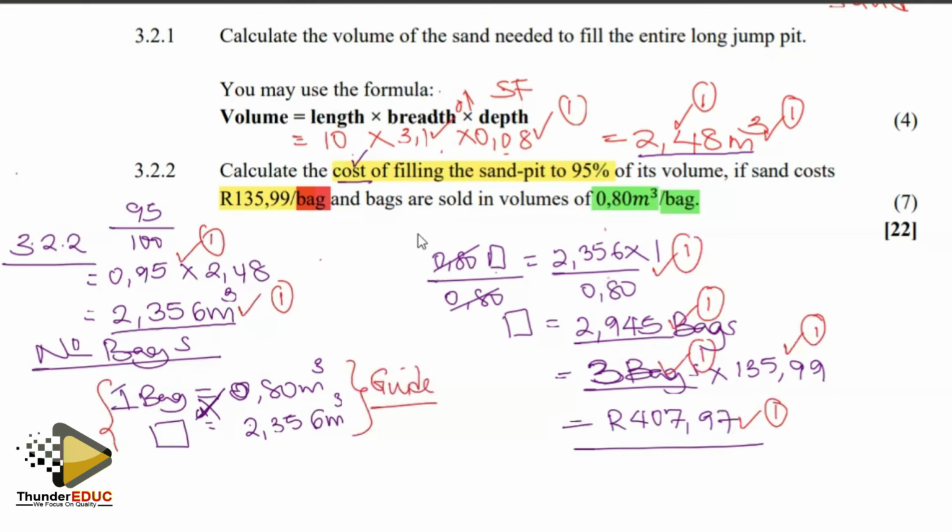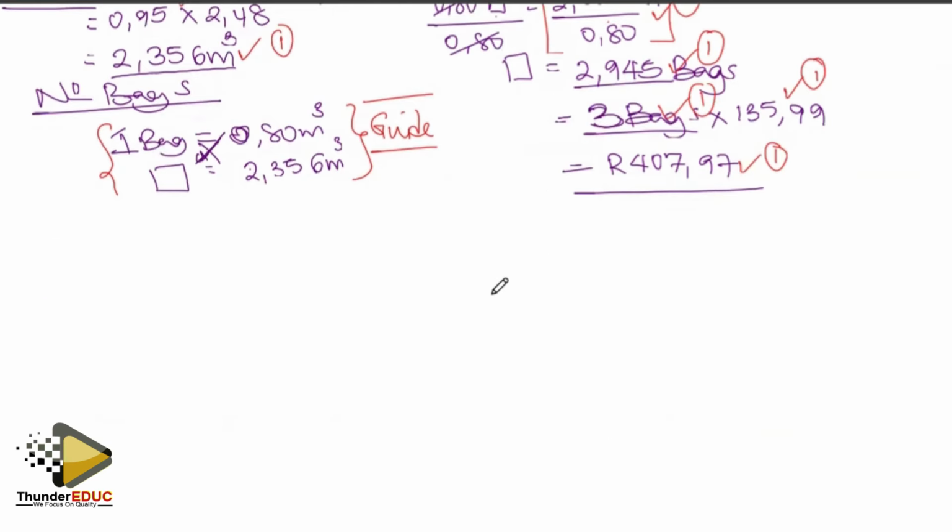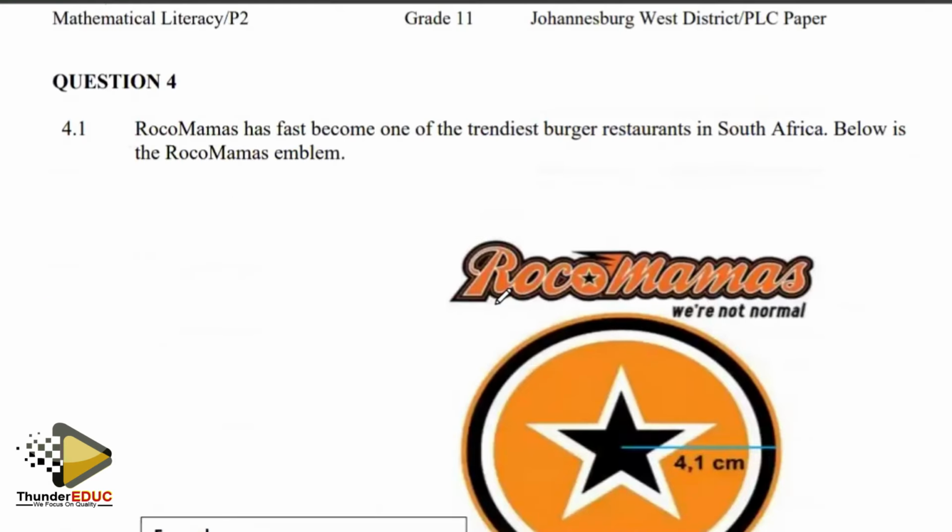But if you don't use it, you might just go straight and divide through this. And here, it's fine. You get 1 mark. You get a number. You analyze that there are supposed to be 3 bags. Then you get the cost of each bag. And we continue. That marks the end of question number 3. Let's look at question number 4.